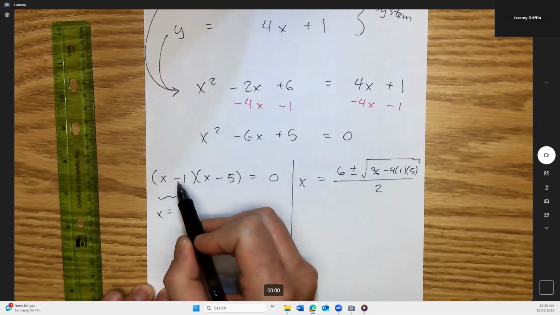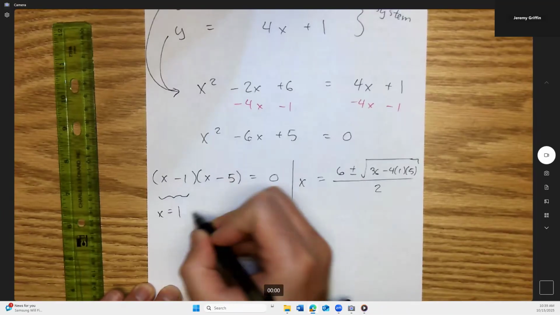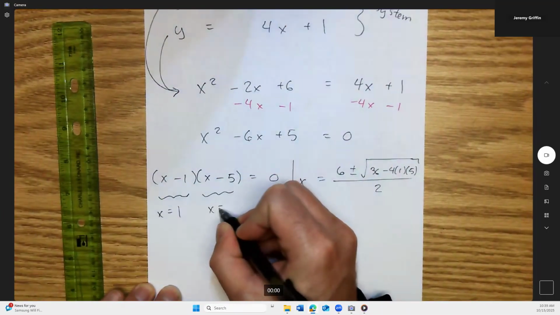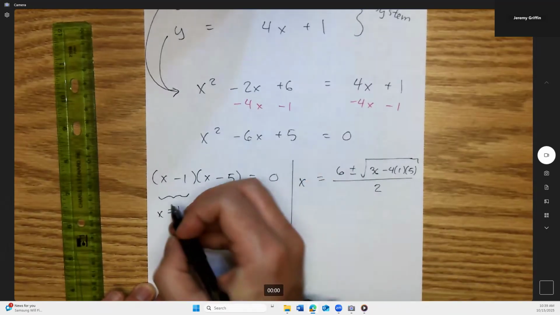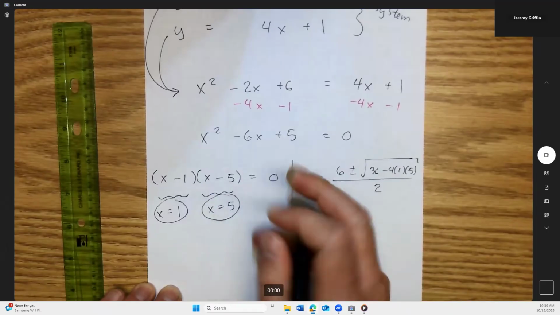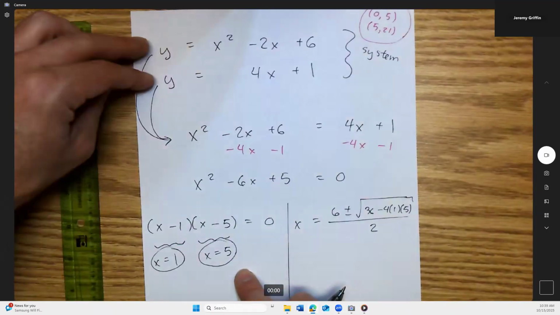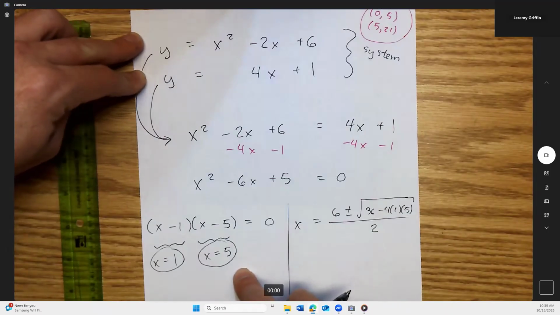Guys, what minus 1 is equal to 0? 1. And from this right here, x could be what? 5, because 5 minus 5 is 0. That would make the whole thing 0 also, okay? Now, those are x values. If you want the full coordinate, I still have to plug it back into either one of these equations to get the corresponding y value, right?